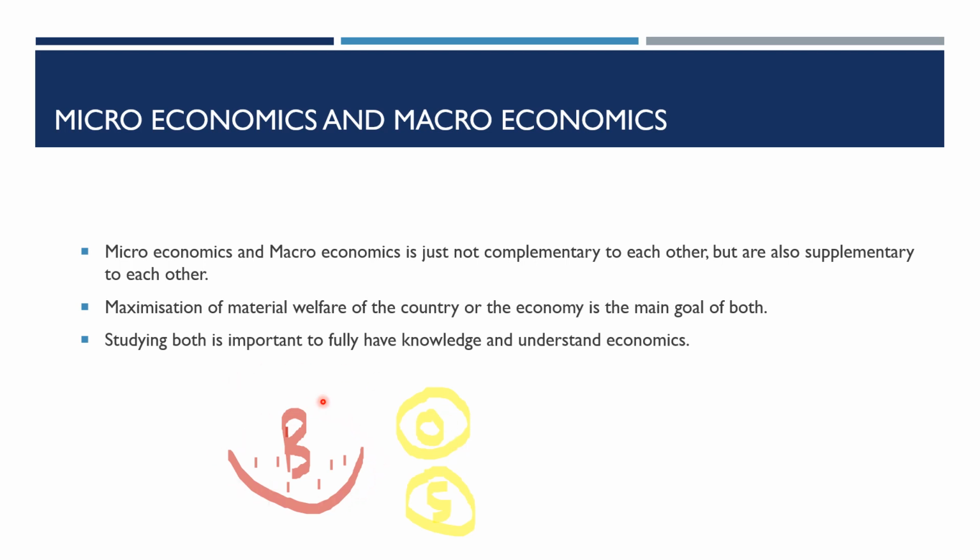So in this case, macroeconomics and microeconomics are not just complementary to each other, they are even supplementary to each other. And both of these have the same goal: maximization of the material welfare of the nation. Both microeconomics and macroeconomics aim at maximization of the material welfare of the nation. Material welfare refers to welfare which can be monetized, which we can refer to in monetary terms.